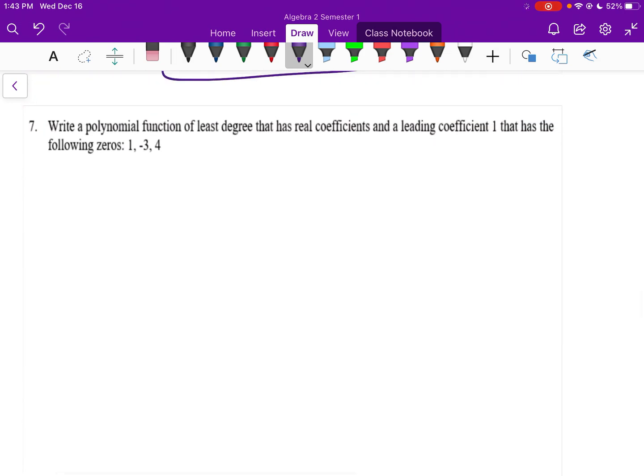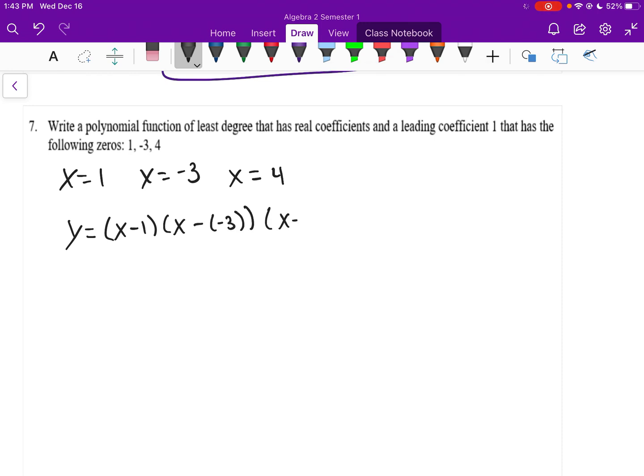All right, so for the next one, write a polynomial function of least degree that has real coefficients and a leading coefficient of 1 that has the following zeros. In this case, we have 3 zeros: 1, -3, and 4. There's a couple routes you can go with this one. We're going to write these out as factors. We have a leading coefficient of 1, so you don't have to worry about a at all. (x minus 1)(x minus -3)(x minus 4). Simplifying that, (x minus 1)(x plus 3)(x minus 4).